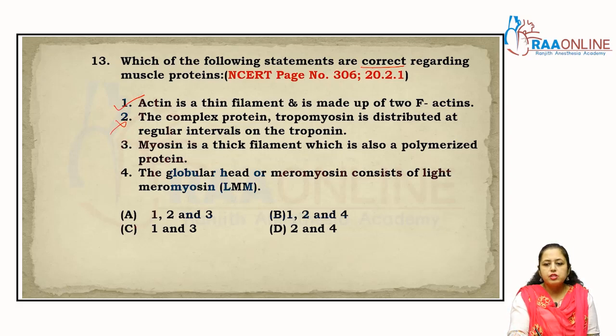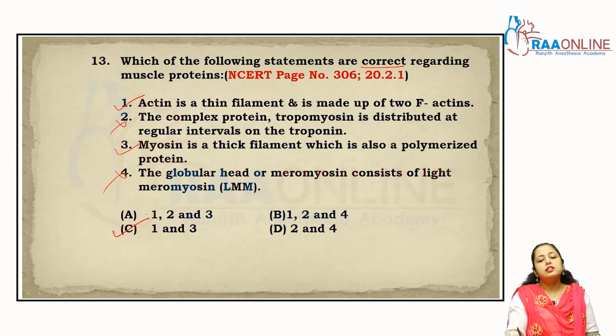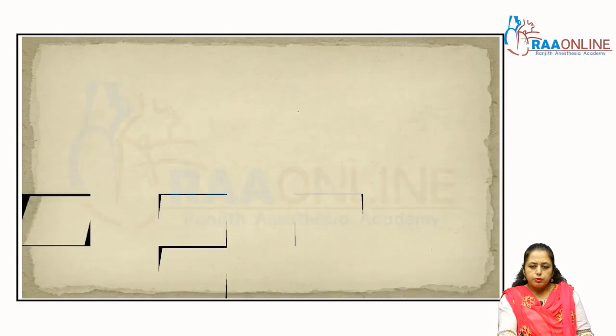Myosin is a thick filament which is also a polymerized protein. It is correct. The globular head or meromyosin consists of light meromyosin. No, it consists of two chains, that is heavy meromyosin and light meromyosin, right? So that statement is also wrong. So the correct answer is 1 and 3, that is given in option C, right? To solve these kinds of questions, you have to memorize each and every line of NCERT with a much better understanding of the meaning of those lines. Clear? So come to the next one.